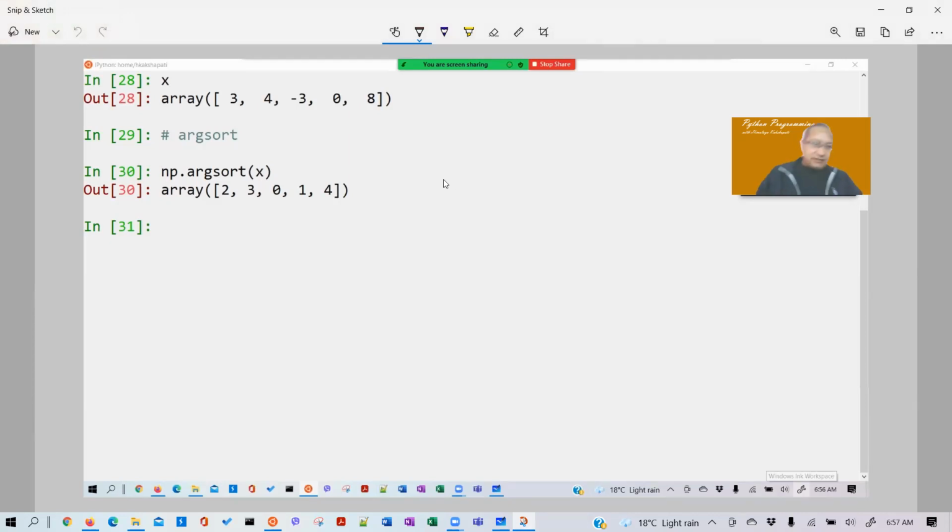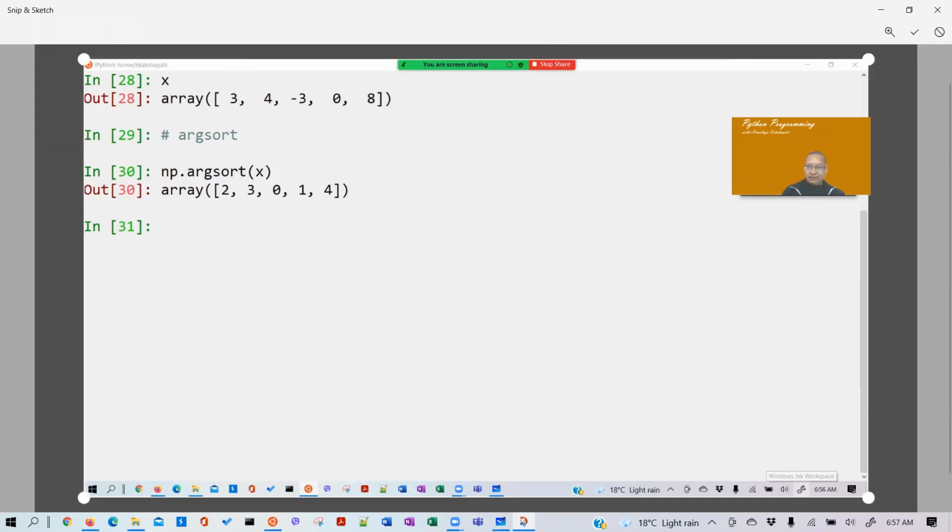If you look at this snippet, so that we can see.